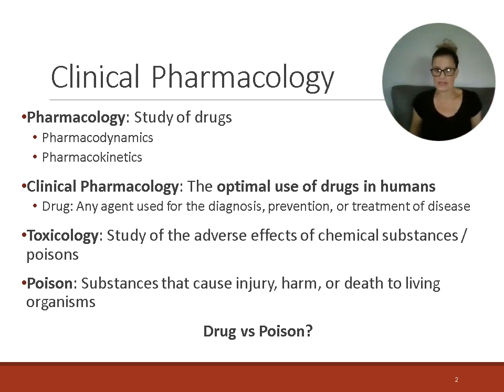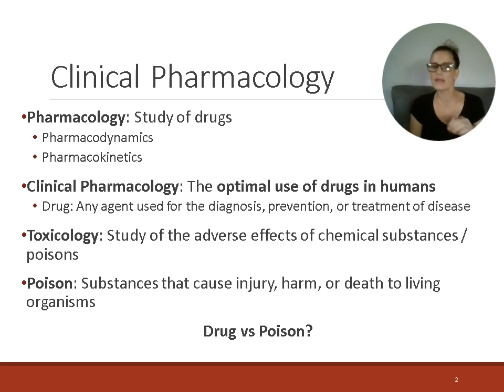How the body processes the drug. Does it metabolize the drug? How the body eliminates the drug. Does it eliminate it in the urine? Does it eliminate it in the feces? All of that is pharmacokinetics. Those are the two major aspects of pharmacology. We're going to talk a lot about those two topics this semester because they are extremely important to the way that drugs affect our body.